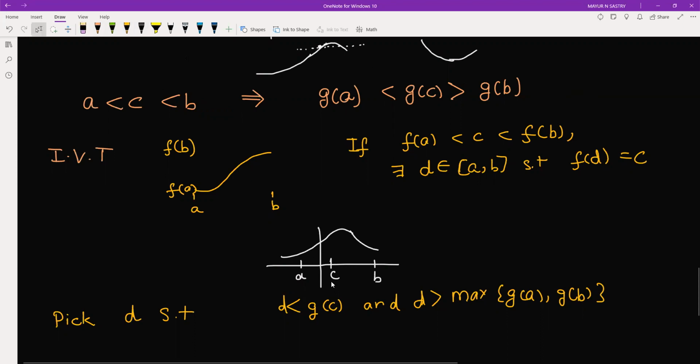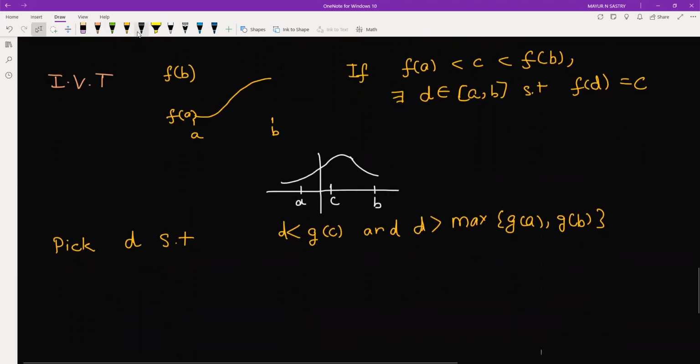So for this D, it's clear that this clearly implies that because G of A and G of B are both lesser than max of G of A and G of B, we can say that G of A is less than D less than G of C, and also G of B is less than D less than G of C.